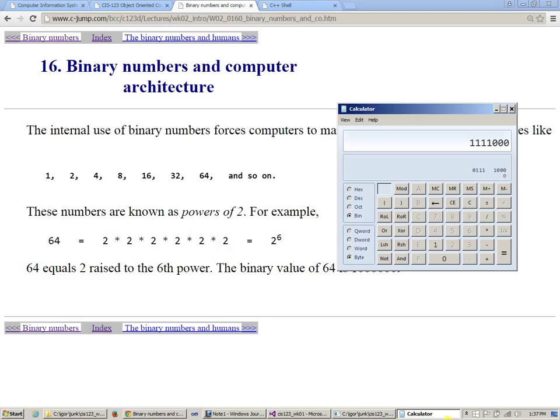Powers of 2: 2 raised to the 0th power is 1. 2 raised to the first power is 2. 2 raised to the second power, squared, is 4, then 8, 16, and so forth. So in computers, the sizes of data are typically numbers that correspond to a power of 2. So 8, 16-bit, 32-bit, 64-bit are those that are computer friendly.